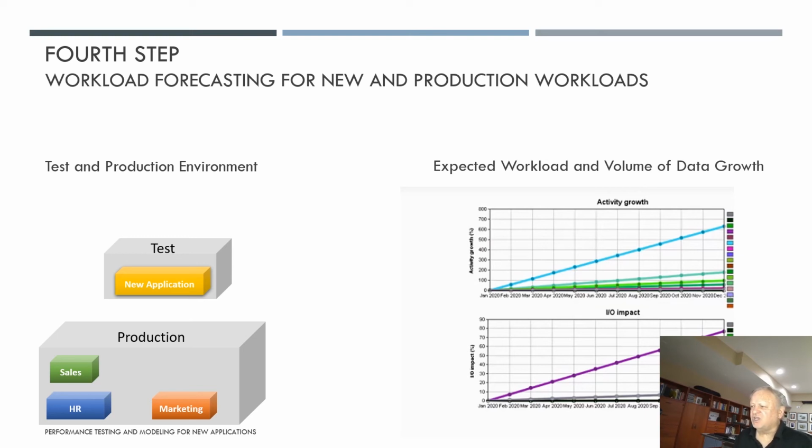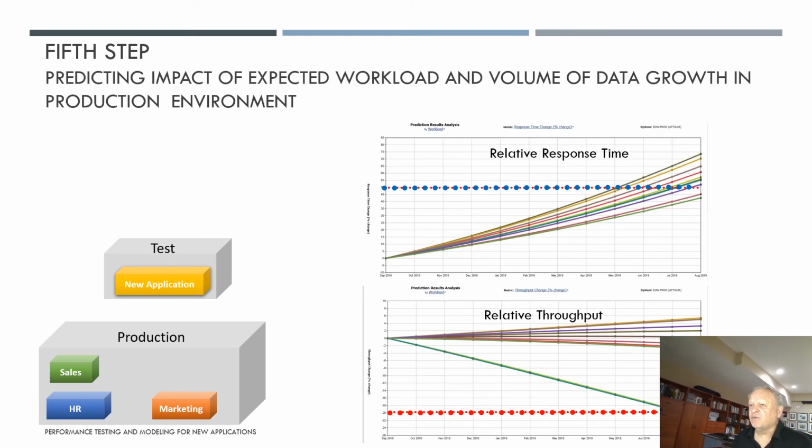As we can see, the number of users and workload activity for different applications have different growth rates. This information is used in order to build models. And first of all, we build a model of the production environment. This model shows what will happen with response time for each production workload during the next year, month by month, and predicts when existing production workloads will violate service level goals.